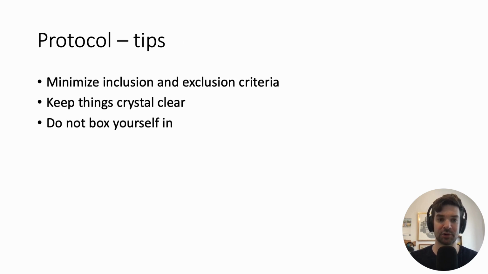Some key tips on the protocol, okay? For a pragmatic trial, minimize inclusion and exclusion criteria. Only include the exclusion criteria that you think are going to be common and relevant, all right? Otherwise, just keep it as simple as possible. For your protocol, you have to keep things extremely, extremely clear. I should have mentioned at the start, but stay tuned to the end where I give you the 5 key tips about running a pragmatic trial.